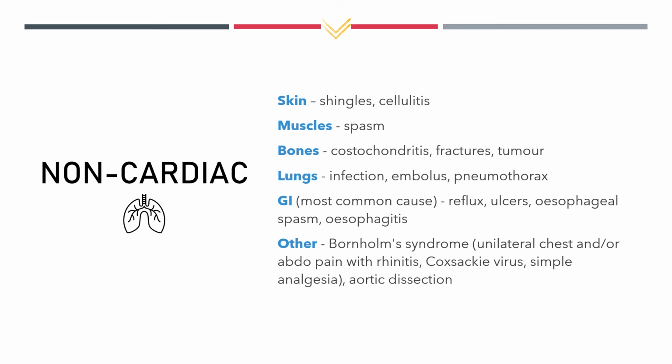Now, other causes of non-cardiac chest pain can be interesting things like Bornholm syndrome, where in patients with Coxsackie virus infection, so hand, foot, and mouth disease, it can come in with unilateral chest or abdomen pain with rhinitis, and you give them simple analgesia for this. Aortic dissection is another cause of non-cardiac chest pain, and this would present with tearing chest pain, radiating from the front to the back of the chest. You'll have an unequal blood pressure in both arms, and these patients need to go into hospital right away.